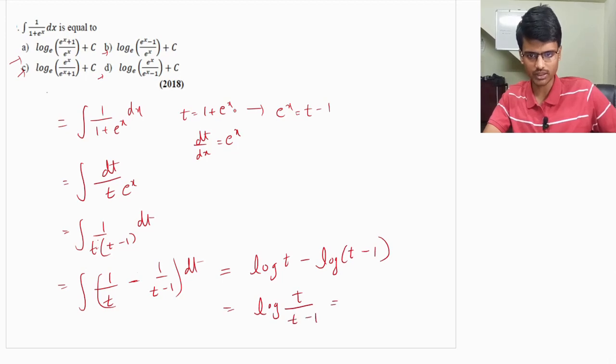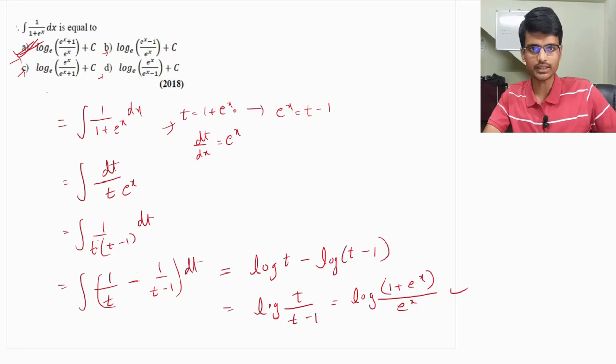So what is my t? t is nothing but 1 plus e power x. So 1 plus e power x divided by 1 plus e power x minus 1, that is e power x. So this is how you solve this type of question. The correct answer is option A. Okay, so we did a substitution here. We substituted t equal to 1 plus e power x and we solved the question. Moving on.